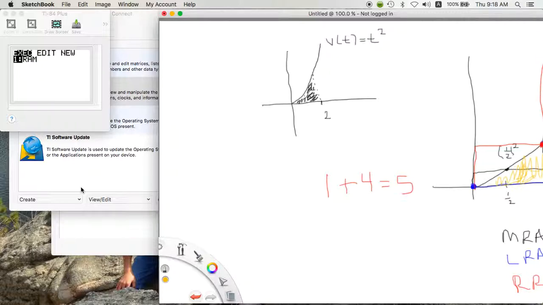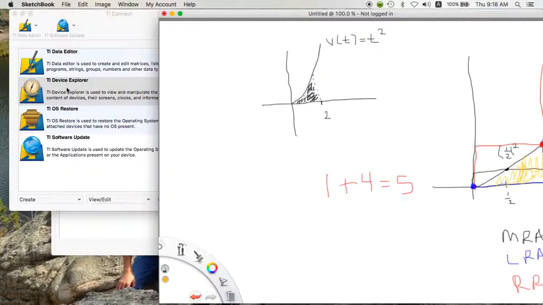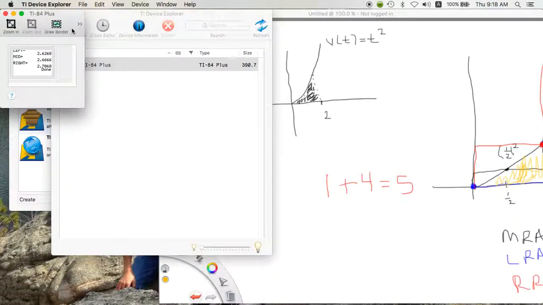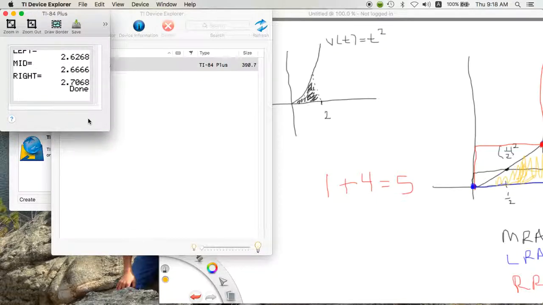Now, if we want to use more rectangles, again, we're going from 0 to 2. Let's say we use 100 rectangles. It takes a second to calculate it. And you can see that we're much closer together at this point because we're using more rectangles. That's less space that's not actually part of the parabola.